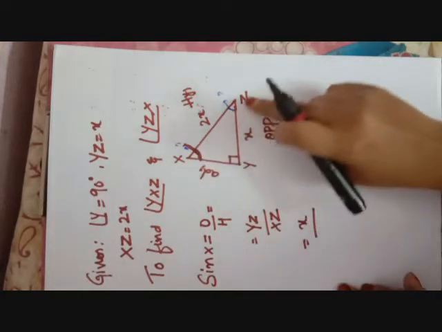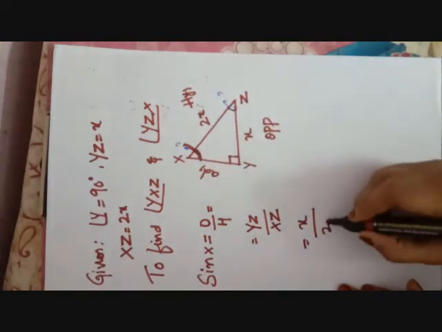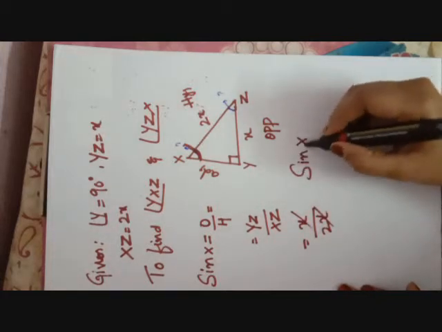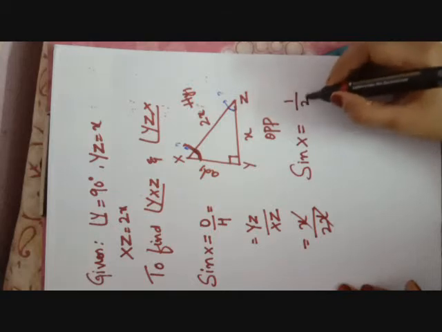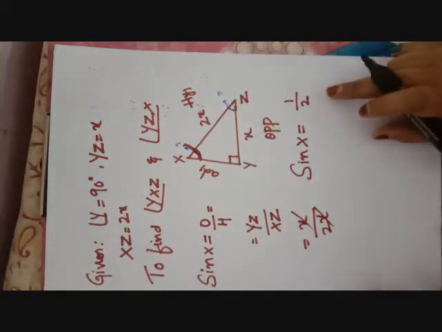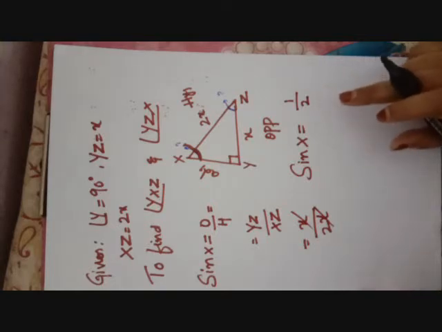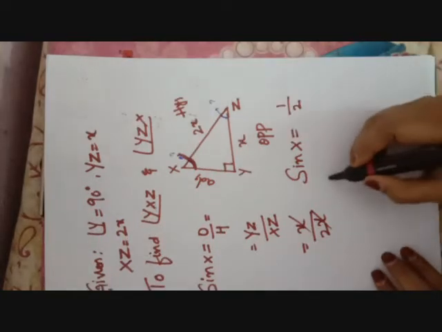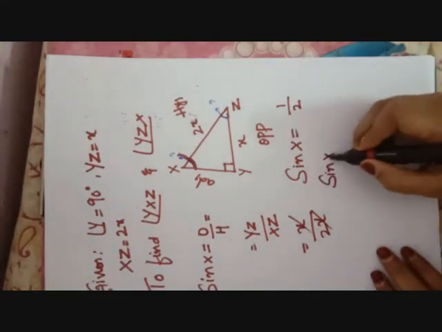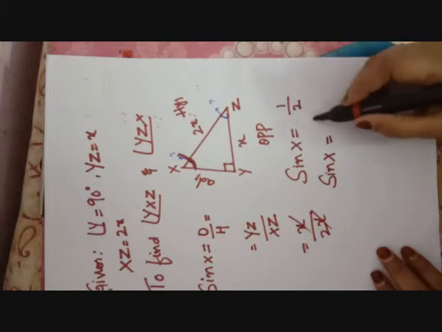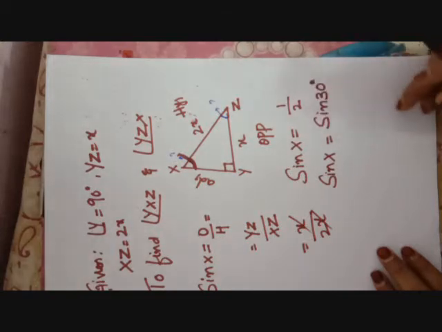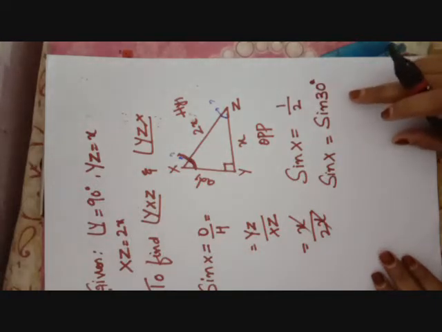By xz values is given by 2x. X cancel. So sine x is equals to 1 by 2. Now recollect, sine x is how much? 1 by 2. Sine x in the sine table, when is it 1 by 2? That is sine 30. Sine x is equals to sine 30. Sine 30 degrees is 1 by 2.